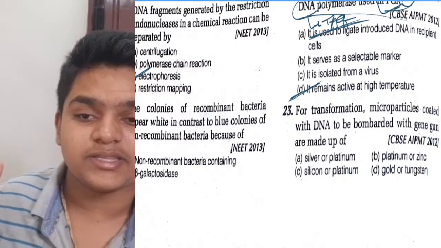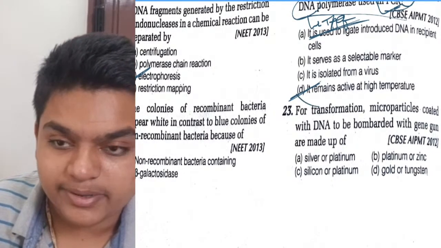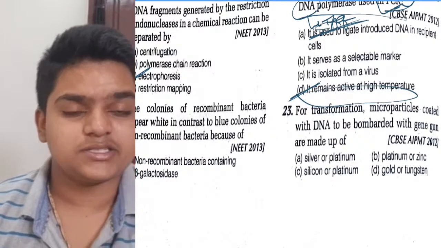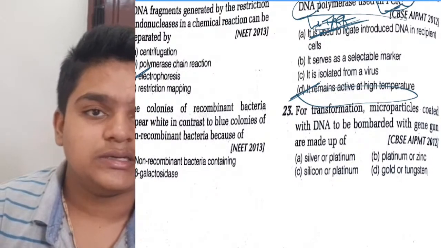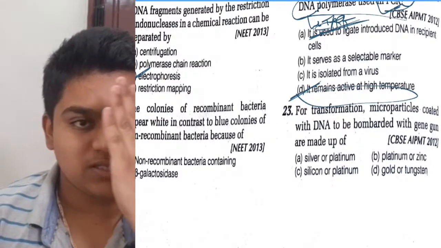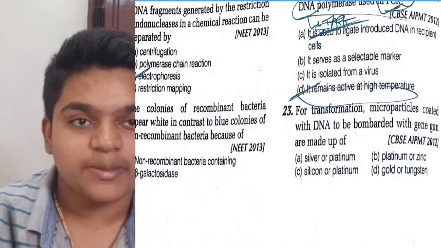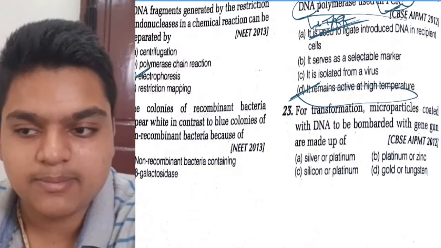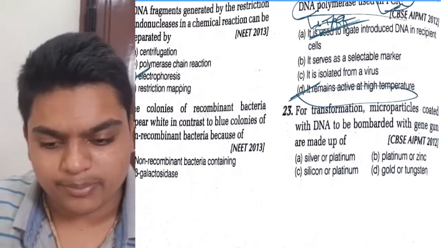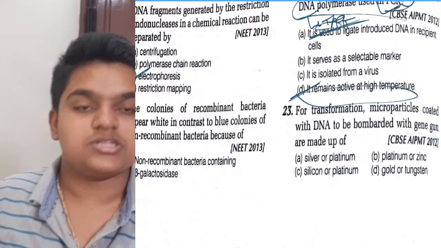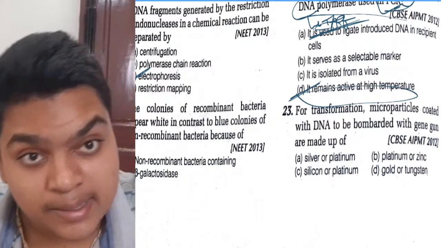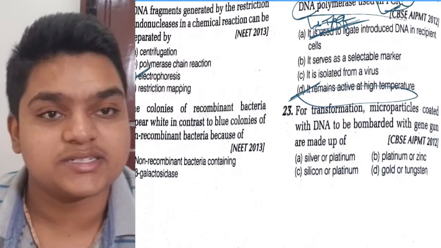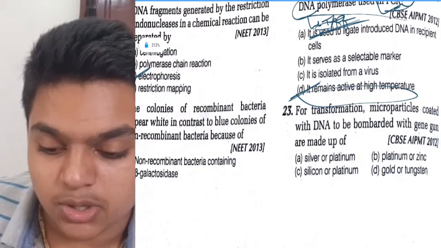How to remember this? Very simple. Taq: T means temperature, A means active. Which temperature? High temperature. Low temperature, we don't have concern about anything. So Thermus aquaticus, the bacteria's name itself is saying that I am stable and active at high temperatures.